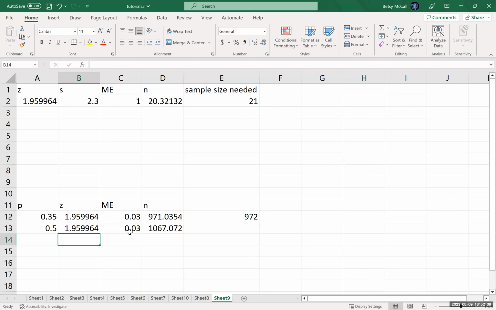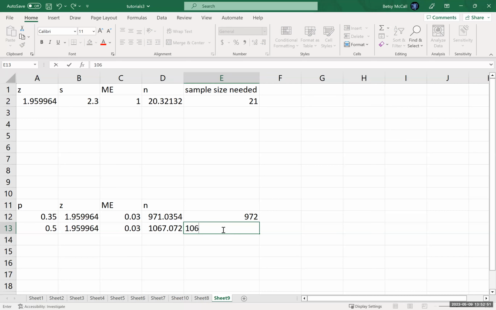And so in this case, if you need it to be 3%, again, notice the proportion at 50%, it's gone up to 1068. Again, even though this is a very small decimal, always round up.